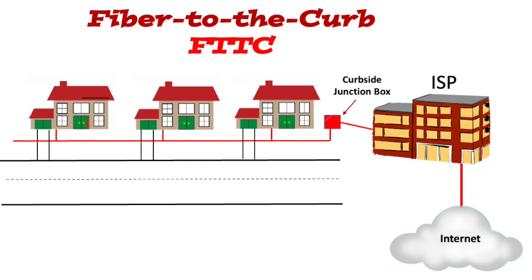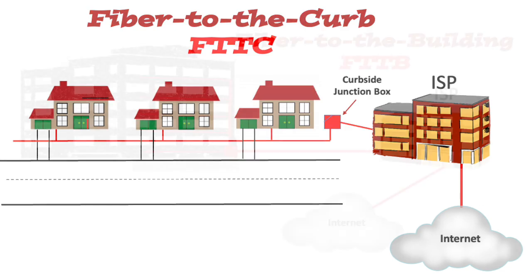A second implementation is called FTTC, or fiber to the curb. In this implementation, fiber is run to a junction box on a nearby pole or equipment cabinet. This implementation allows a single fiber to be shared by a few neighboring customers.